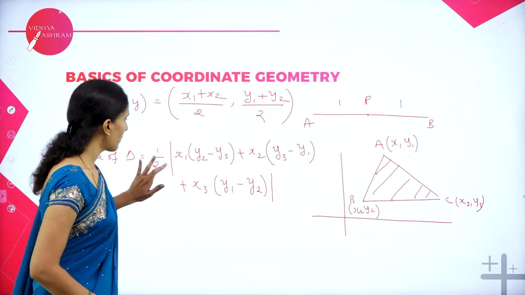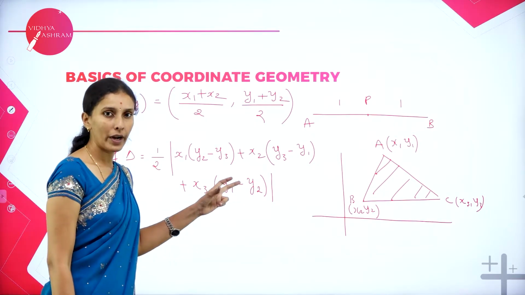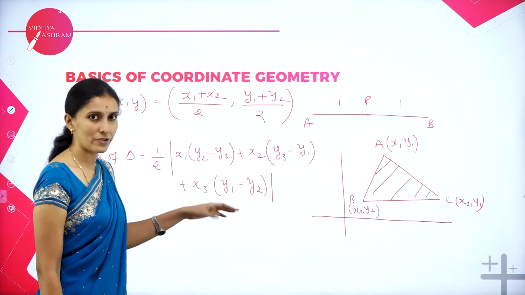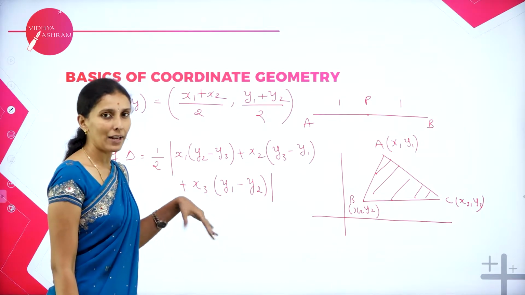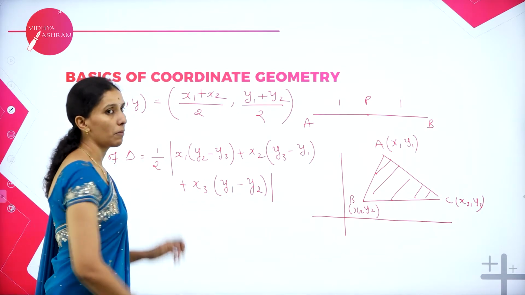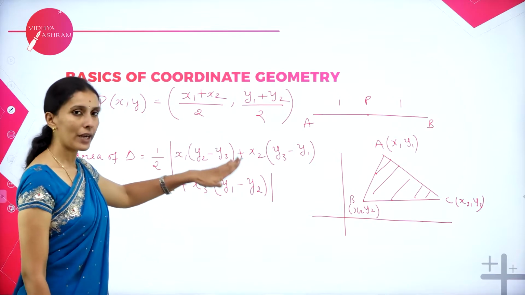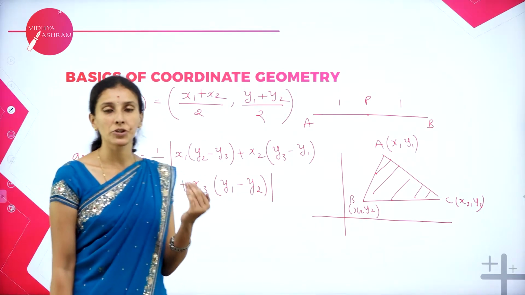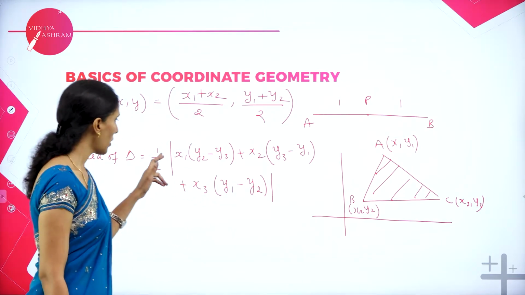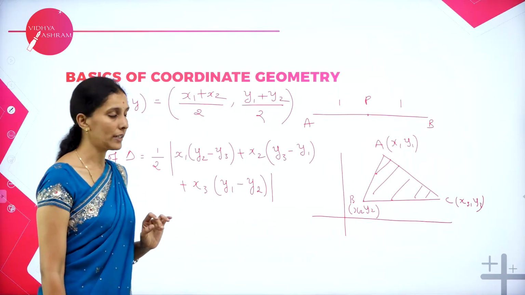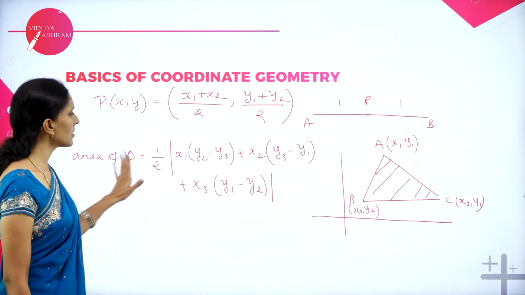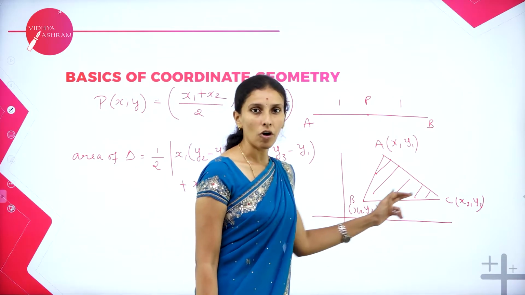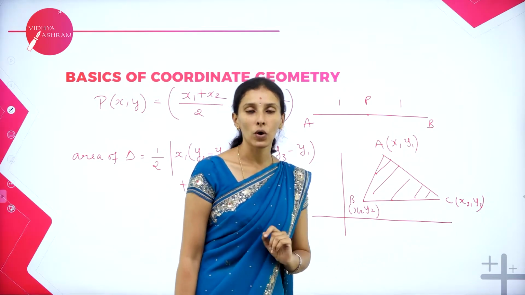So why is the modulus function used here? Because whenever you get a negative value, area is always positive. Suppose if you get minus 31 by 2, the value becomes positive. So therefore, the modulus is used here. Whenever you get a negative answer, make it positive because it is an area. The measurement is always positive. So we are using the modulus function here. Now, this is the formula to calculate the area of a triangle whenever the vertices of the triangle are given in the coordinate system.